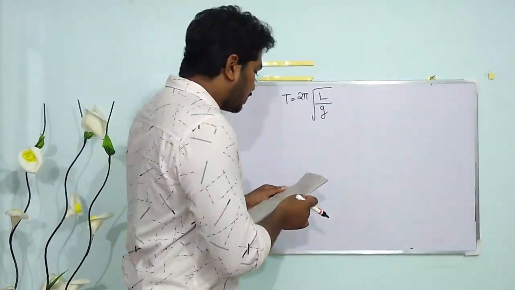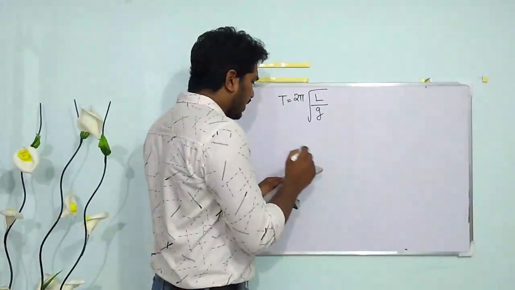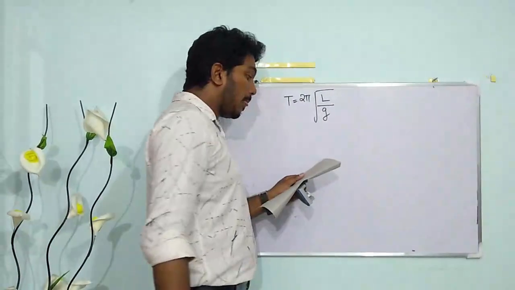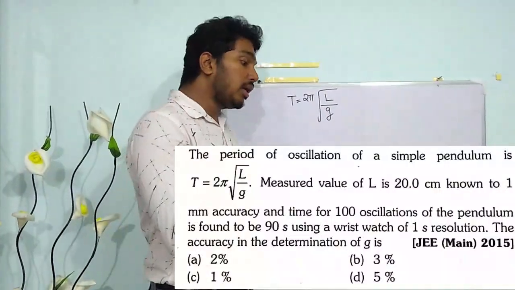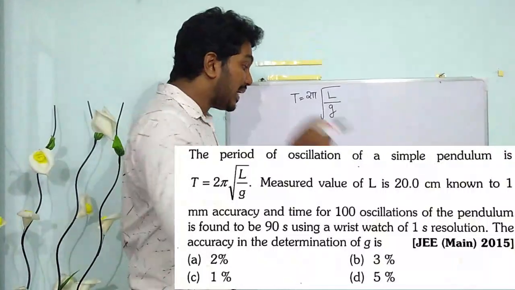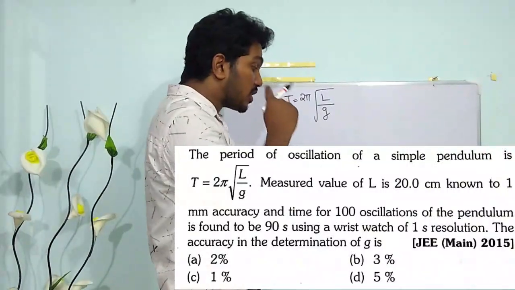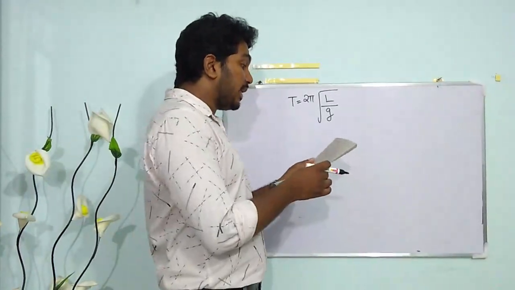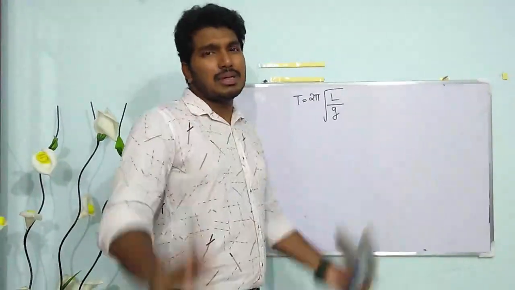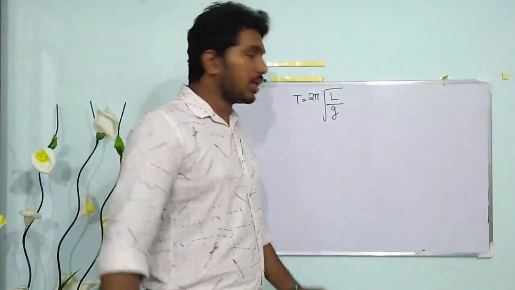Okay. So now the measured value of length L is 20 centimeter, known to 1 millimeter accuracy, and the time for 100 oscillations of the pendulum is found to be 90 seconds, using a wristwatch of resolution 1 second. The accuracy in the determination of g, the percentage error, we have to find out. That's the same thing.